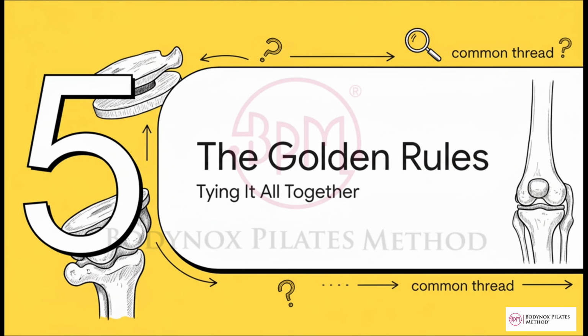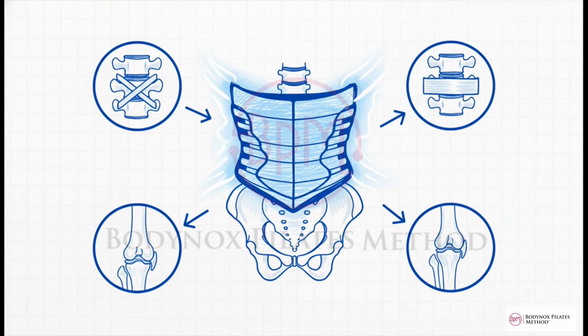So now that we've investigated these three very different cases, what's the common thread? What's the secret clue that connects the disc, the vertebra, and the knee? Let's distill everything we've learned down into your final takeaway. This is it. This is the ultimate principle, the absolute foundation of teaching safely. Stabilization must always come before mobilization. Whether we're protecting a disc, supporting a slipping vertebra, or trying to align a sore knee, the very first step is always to create a stable, protected center. The core is the ultimate protector.